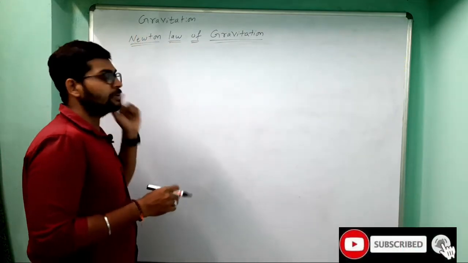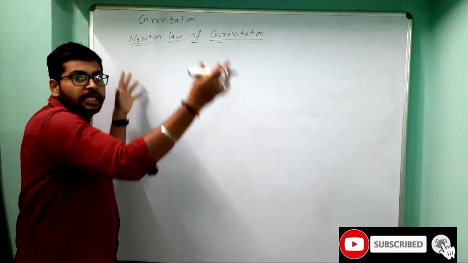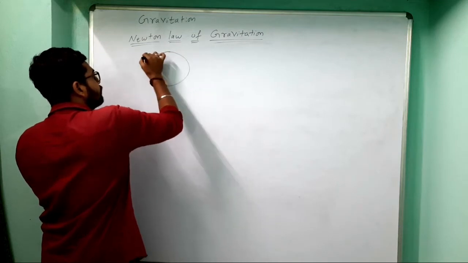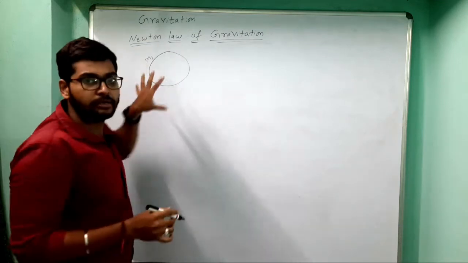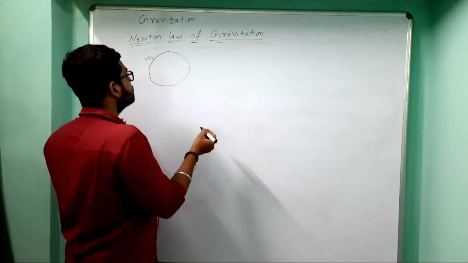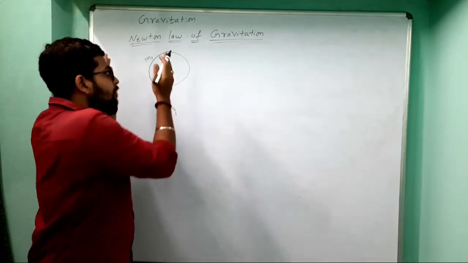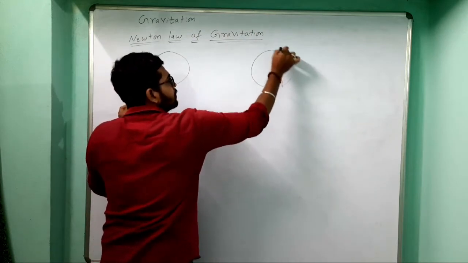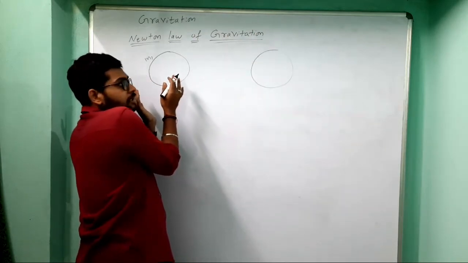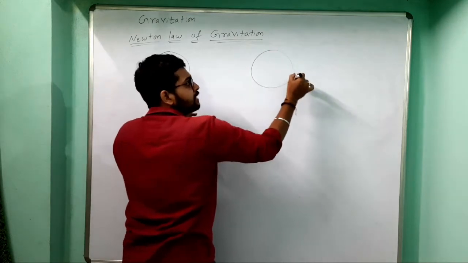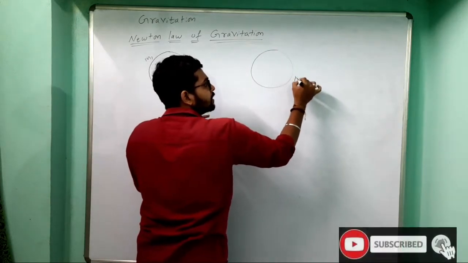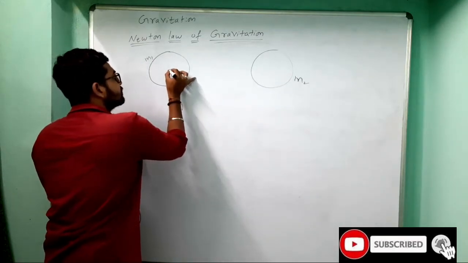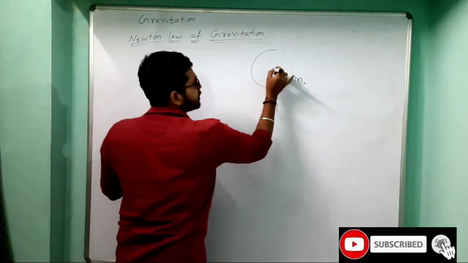For this purpose, imagine in space we have a body, a huge body of mass m1, and far away another body. This body is a spherical body, and this body is also a spherical body. I am saying this mass is m2. Now where is the center? This is the center for this body, and this is the center for this body.